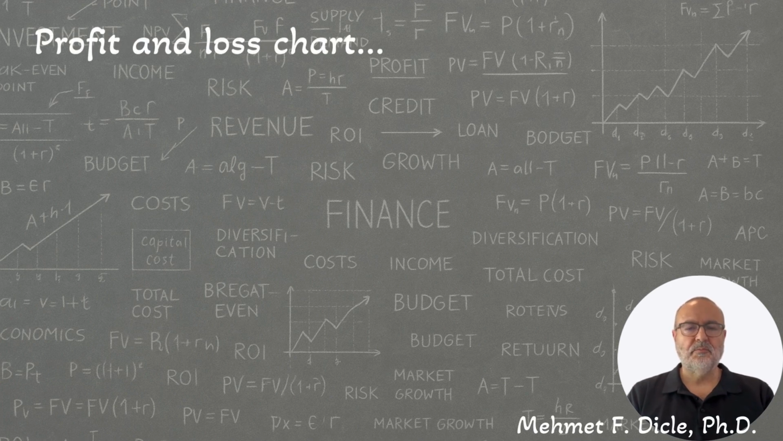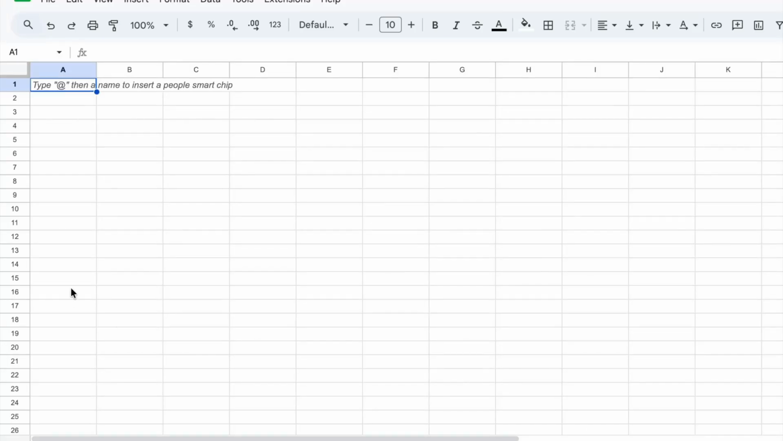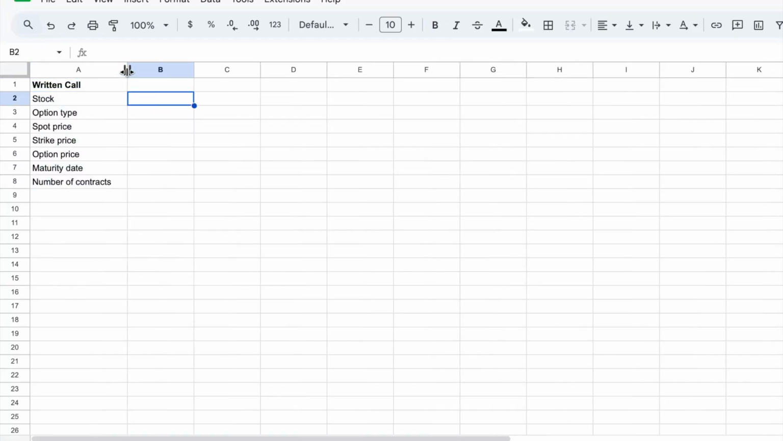Today we will review the profit and loss chart for the calendar spread using call options strategy. Let's begin. Remember that the calendar spread using calls strategy consists of two call options. We write one for the near term. We buy another one for the longer term. Both call options have the same strike price.